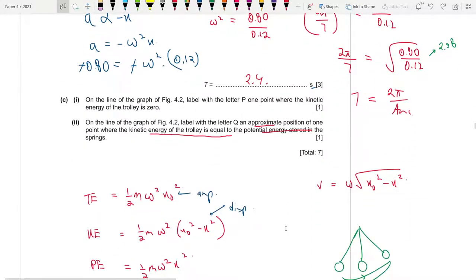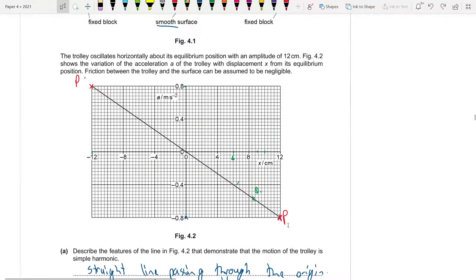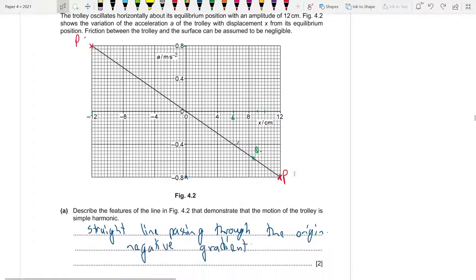Now the next one. On the line, label with the letter Q an approximate position of one point where the kinetic energy is equal to the potential energy. This is a bit weird. So logically, our mind would be thinking, okay, the maximum displacement is 12, so it should be half, at 6, right? Isn't that the logic? But it doesn't work like that. Why? Because the kinetic energy actually depends on the value of v square. It's proportional to v square, not v. Potential energy just varies with the square. That's the issue. That's why it's not a linear scale.